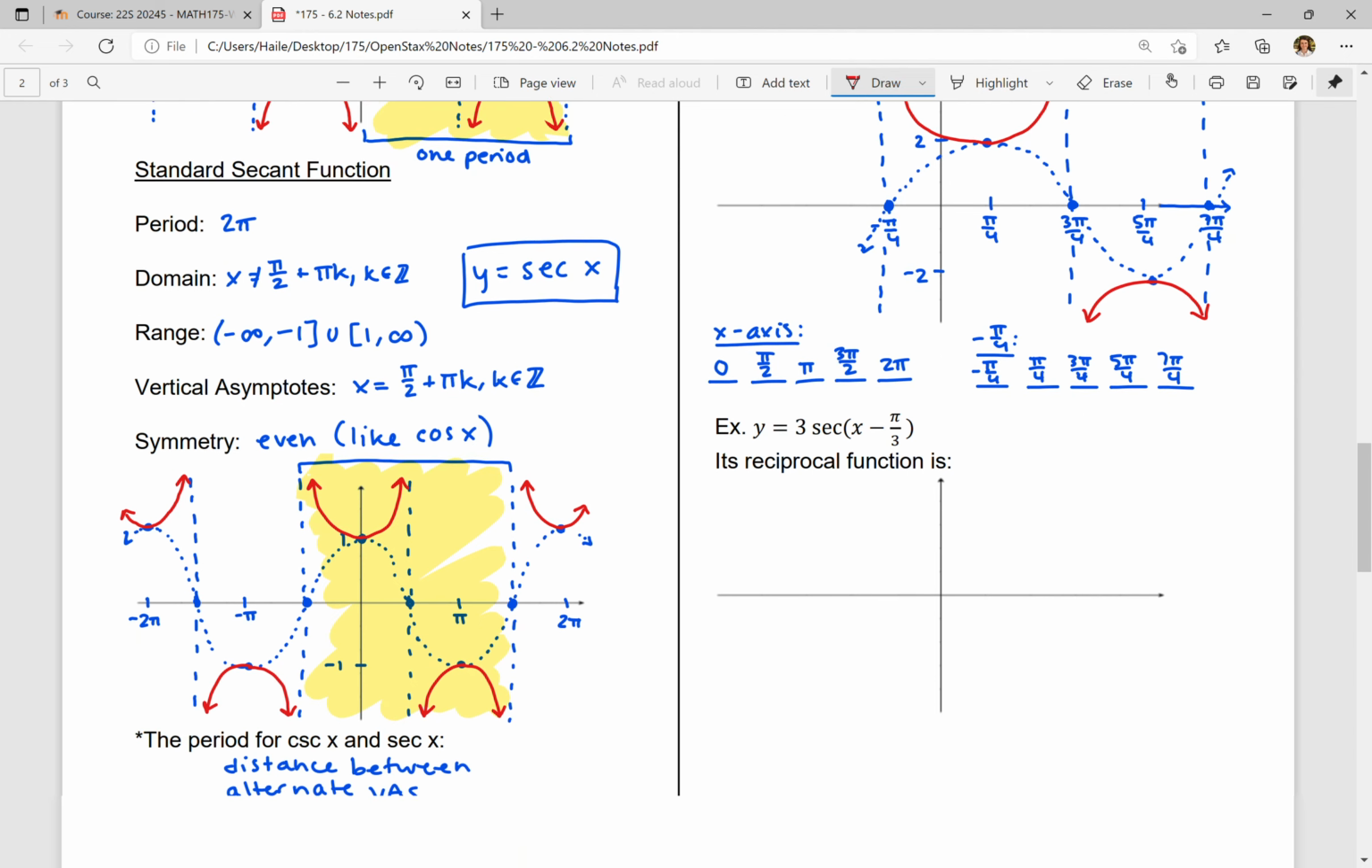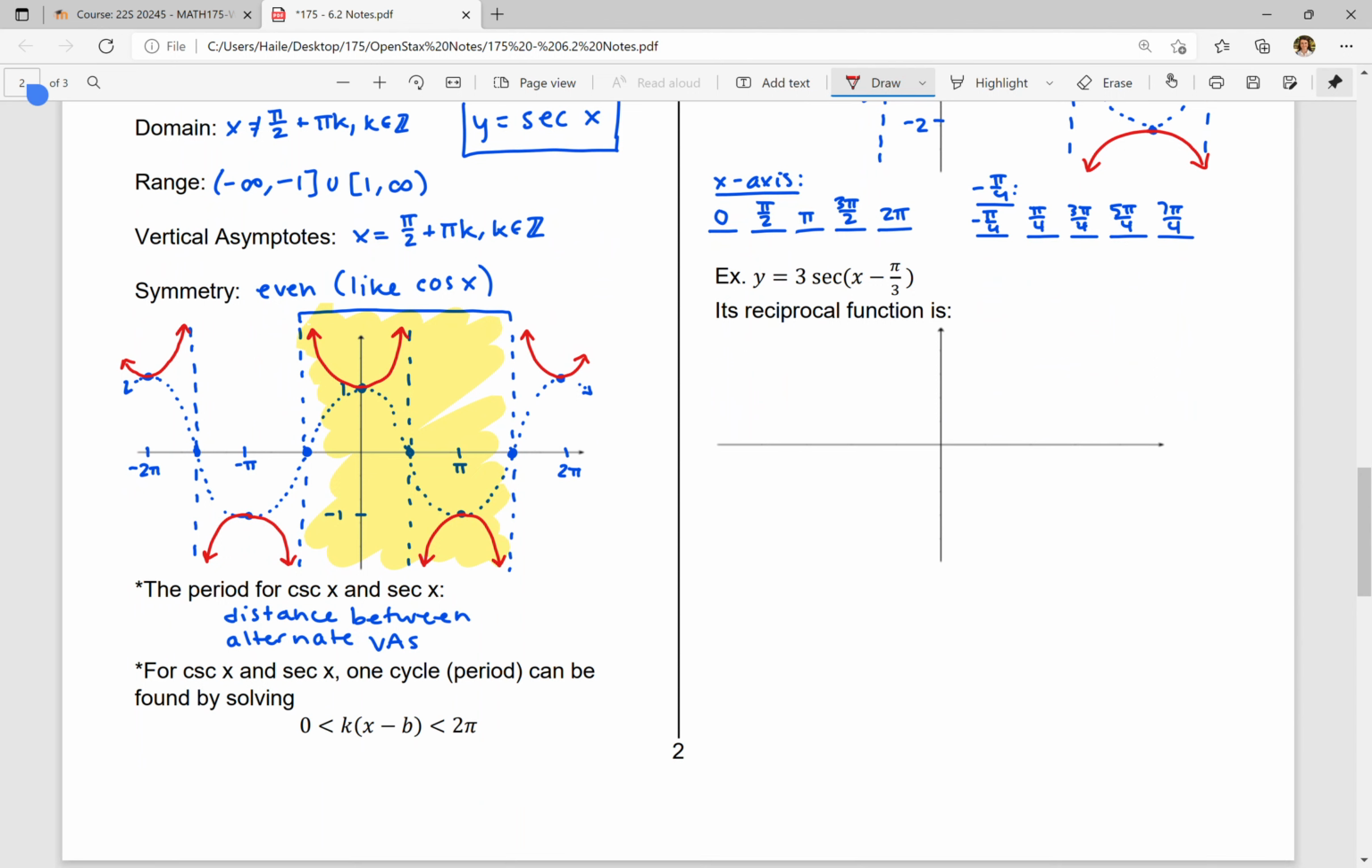And we'll do one last example with secant and cosecant. So this one we have y is equal to 3 times the secant of x minus pi over 3. So once again, first thing I'm going to do, identify the reciprocal function. So we have y is equal to 3 times cosine of x minus pi over 3.